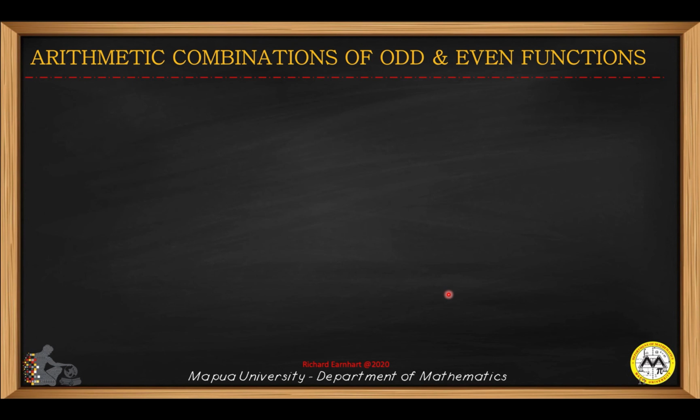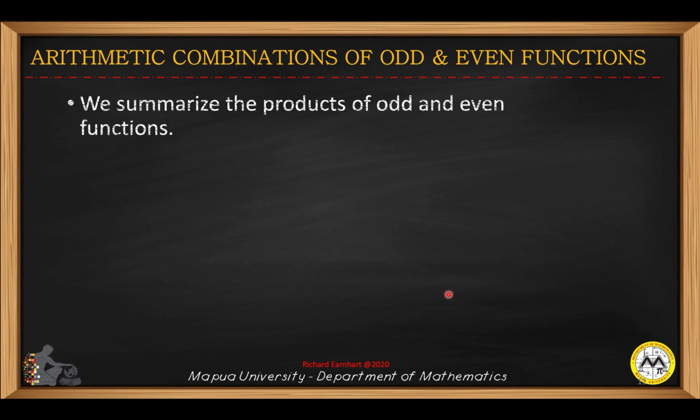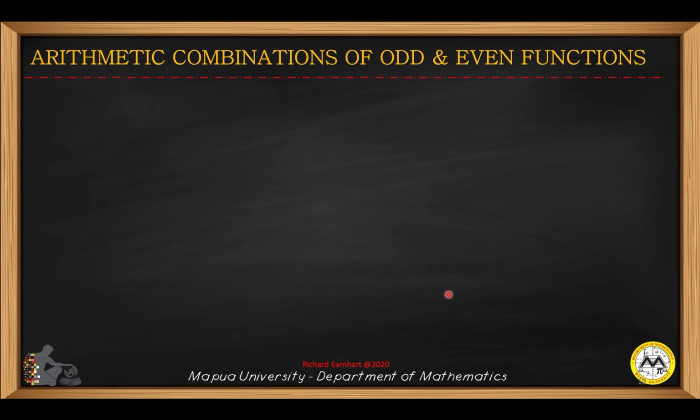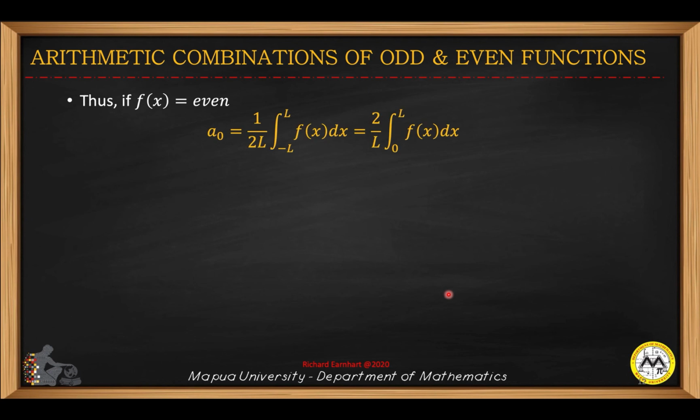Let's discuss the arithmetic combinations of odd and even functions. We summarize the products of odd and even. An even function multiplied by another even function gives an even function. When you multiply two odd functions, the resulting function is an even function. Even times odd or odd times even gives an odd function. We can apply this concept in simplifying the evaluation of the Fourier coefficients.